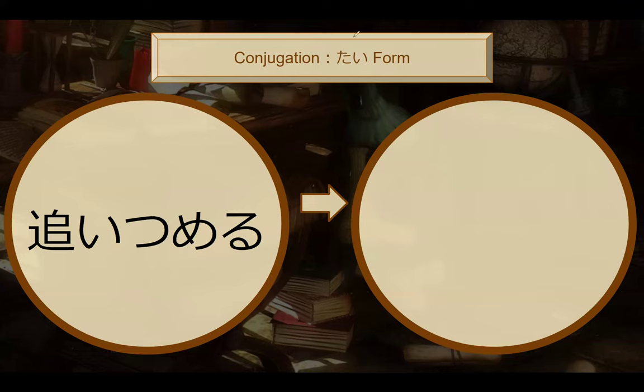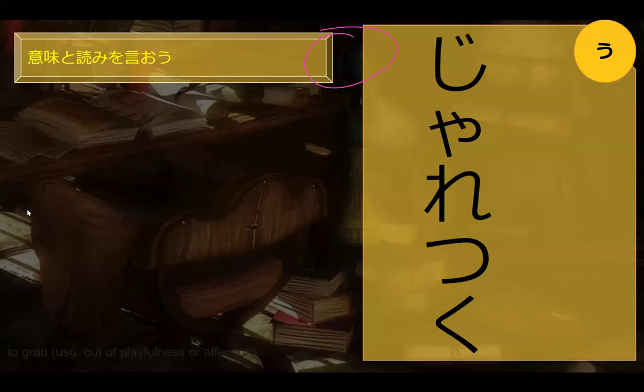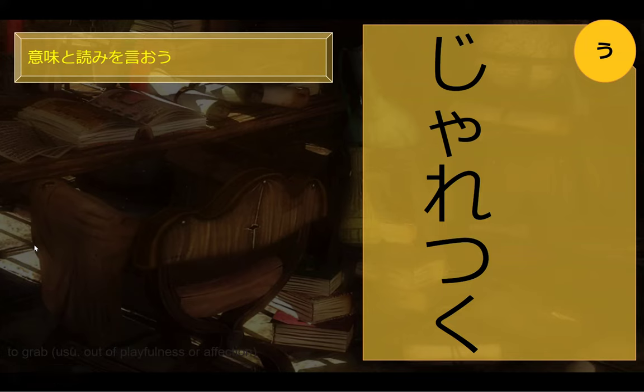What's the tai form for oitsumeru, to want to corner? So we just take it straight from the stem, so it's oitsumetai. Perfect. Jaretsuku is a word that kind of means to play around, but it's a very specific play-around word. It's only used to refer to animals playing around. It has a coil-around, clinging type of feeling, like a child or an animal doing it, not an adult. So it's tsuku, from to attach.